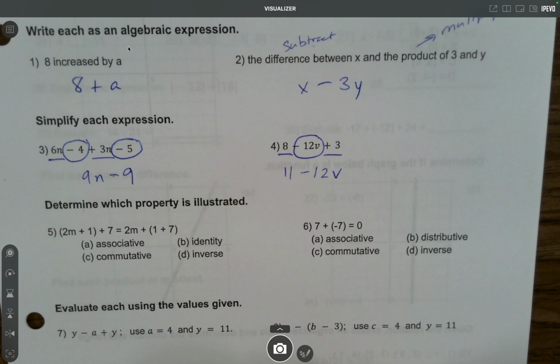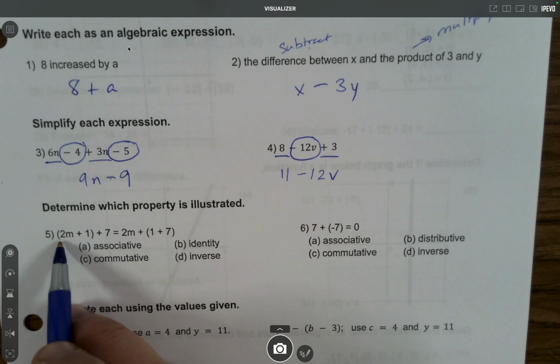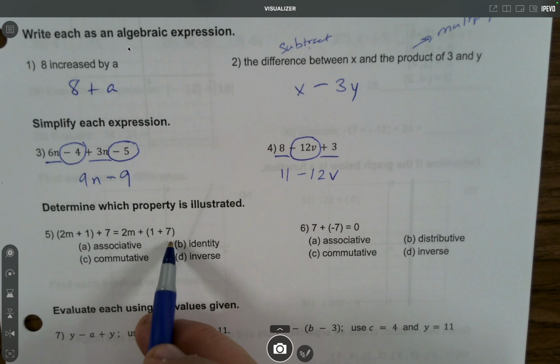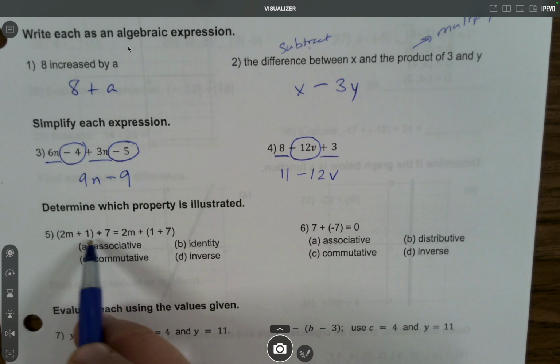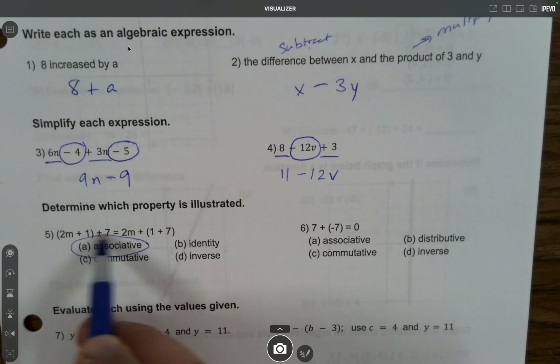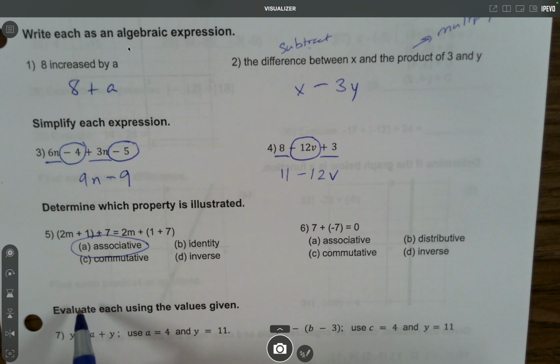5 and 6 are dealing with properties. So as you look at number 5, those are the exact same terms, both on the left and right side of the equal sign. The issue is just that they've changed where the parentheses are located. And the one that has to do with parentheses is associative. So here they associate 2m and 1 together. Here they associate 1 and 7 together.